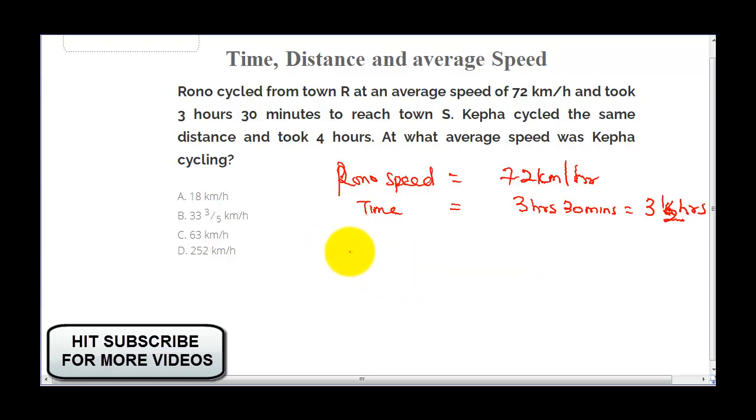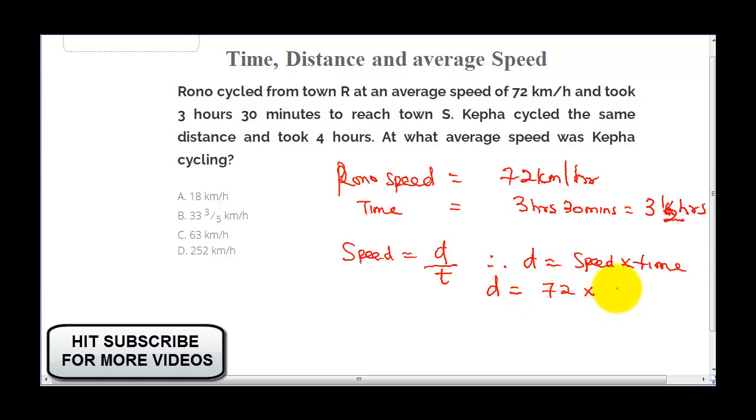we can now say speed is what? That's distance over time. Therefore, distance will be what? Speed times time. So to get Ronald's distance, D will be 72 multiplied by 3.5, which is the same thing as 72 times 7 over 2.